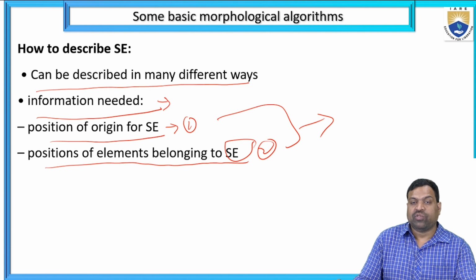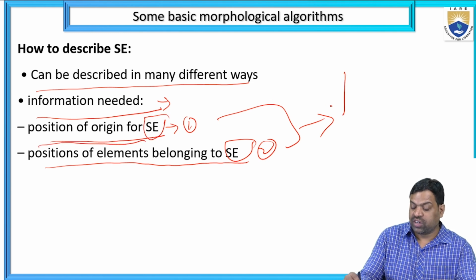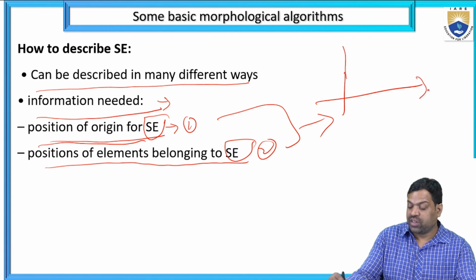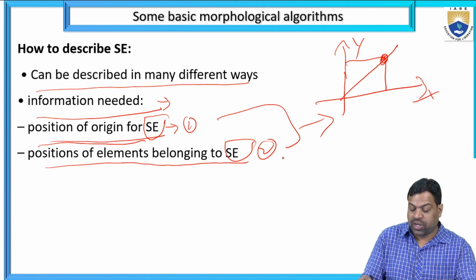First one is the information needed. How we get the information means the position of the origin of the structural element. First, position we have to take. What is the origin? Suppose I'm taking x and y axis. What is the origin? This one. Okay, position of this one, and position of the elements belonging to SE. So what are the elements there? So position of the elements.